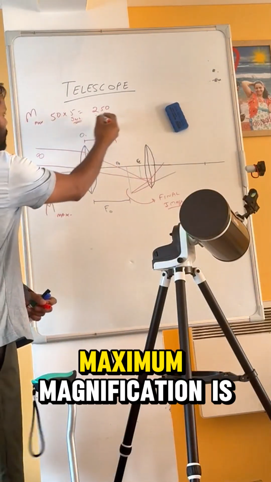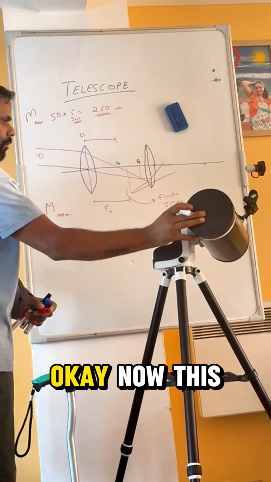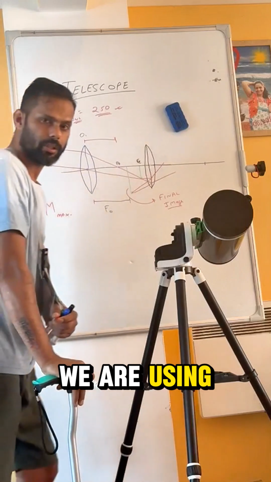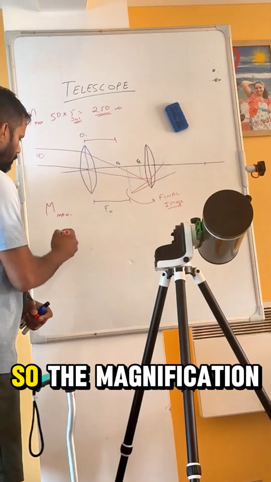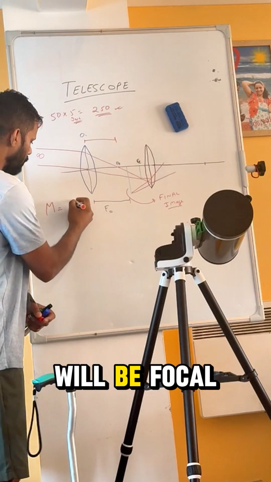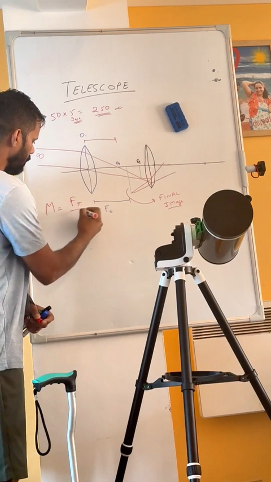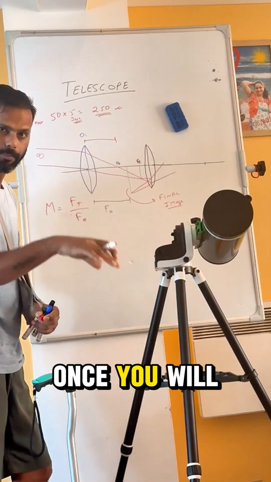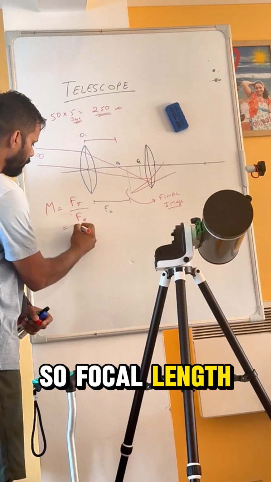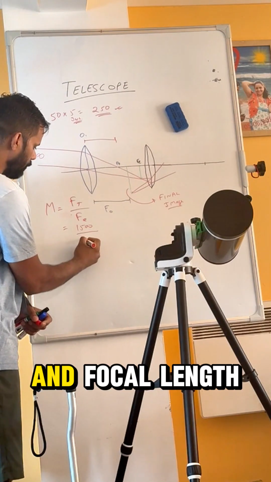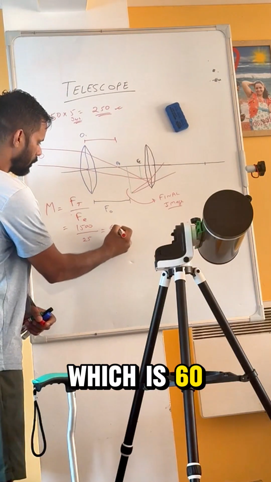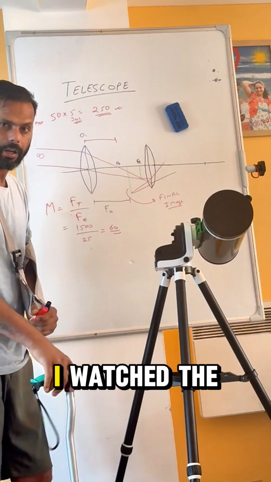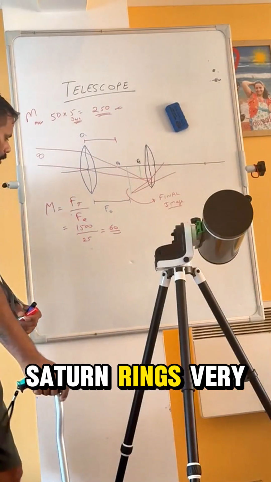Now we know the maximum magnification is 250. Now let's say the eyepiece is 25, a 25 mm focal length eyepiece. The magnification will be the focal length of the telescope divided by the focal length of the eyepiece. It will tell you how much magnified the object will be once you put that eyepiece in there. So the focal length of the telescope is 1500 and the focal length of the eyepiece is 25, which gives 60. And this is what I was talking about. With this 25 mm eyepiece, I watched the Saturn rings very clearly.